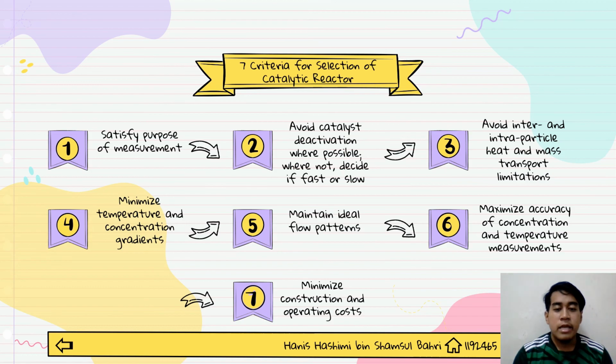Fifth, maintain the ideal flow patterns. To maintain them, avoid gas or liquid holdup in multi-phase reaction system. Sixth, maximize the accuracy of concentration and temperature measurement. To achieve this criteria, we must use the right analytical methods and sensitive probes. Seventh, minimize construction and operating costs. This can be achieved if we select the least expensive reactor that will satisfy the other criteria.